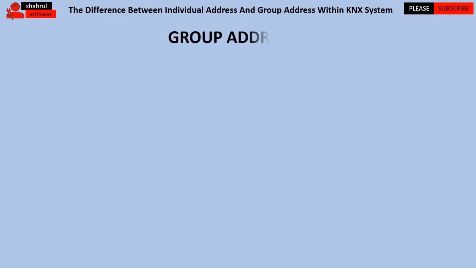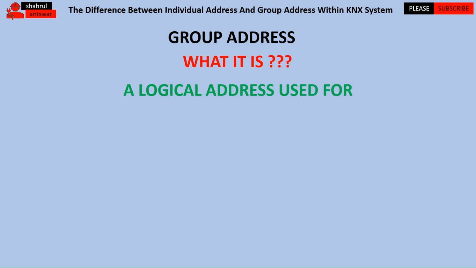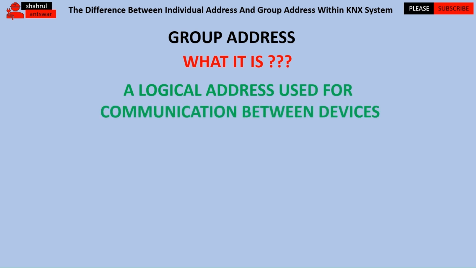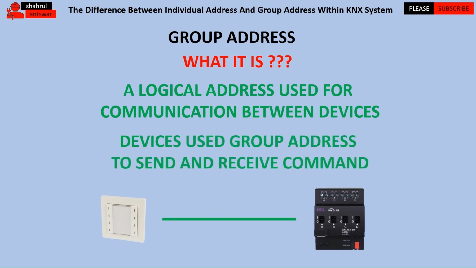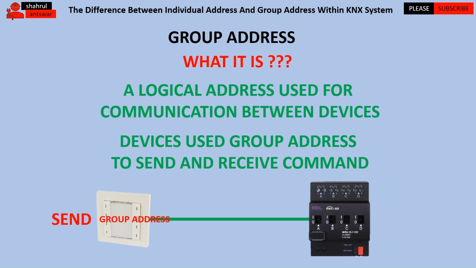Now we will look at the group address. What is the group address? Group address is a logical address used for communication between devices. Devices use group addresses to send and receive commands like turning on lights, adjusting blinds, etc.